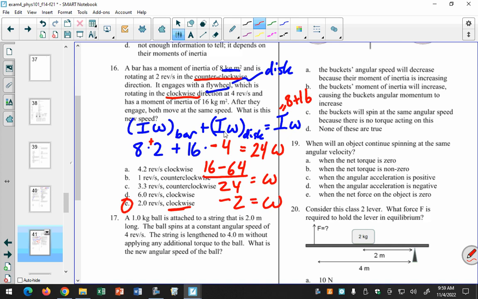I don't know that you'll have that particular problem, but that is a conservation of angular momentum problem. That's just like the problems that we did with the colliding balls, okay? It's that we're looking instead at the angular momentum. I omega plus I omega equals the final angular momentum. All right?